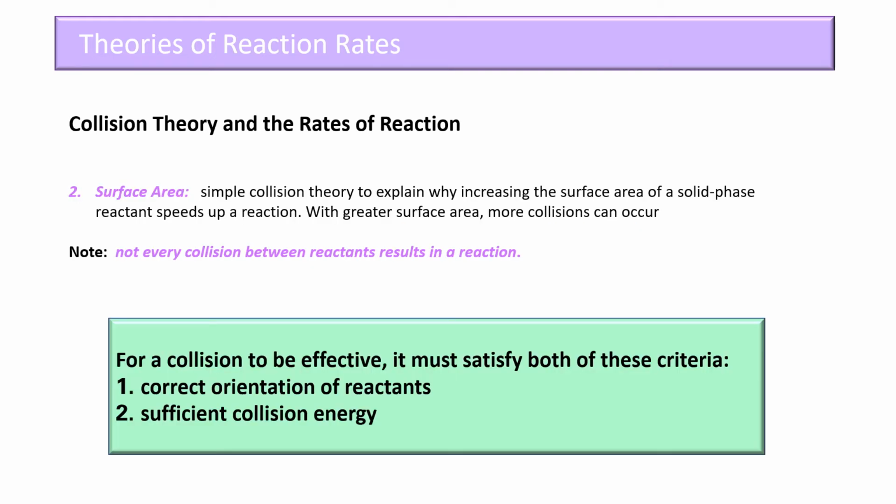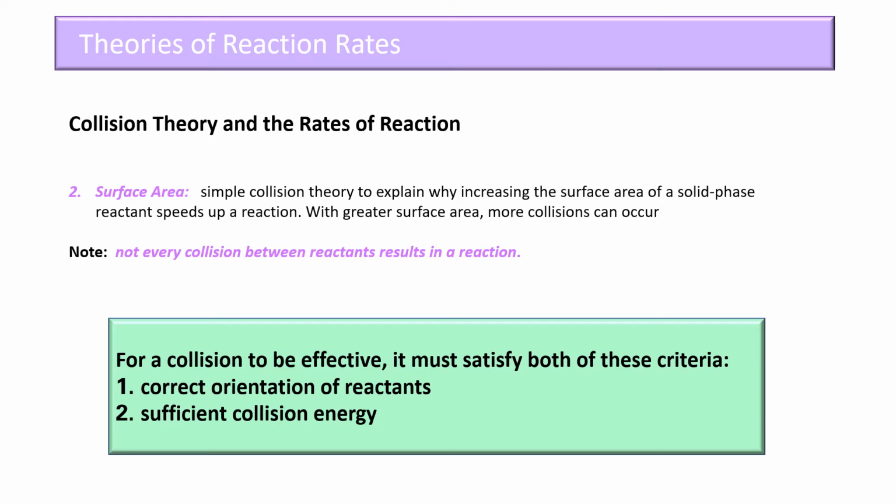Surface area. Simple collision theory is used to explain why increasing the surface area of a solid phase reactant speeds up a reaction. With greater surface area, more collisions can occur. But note, not every collision between reactants results in a reaction.